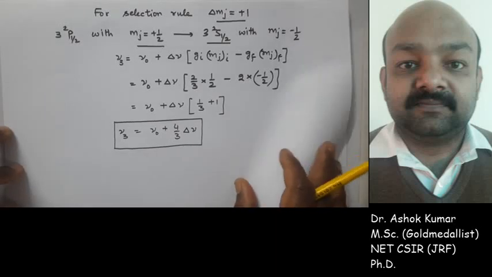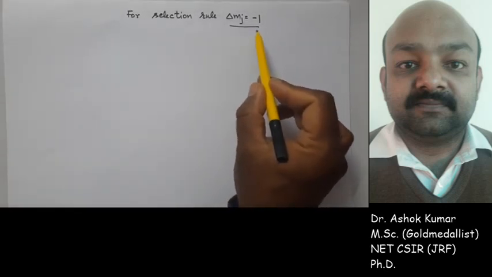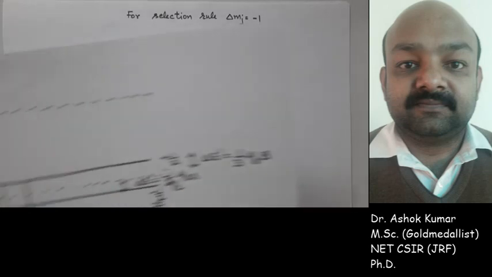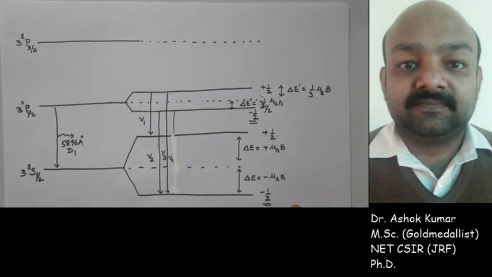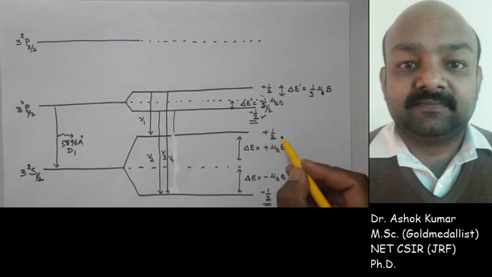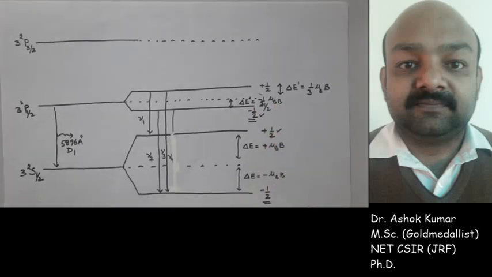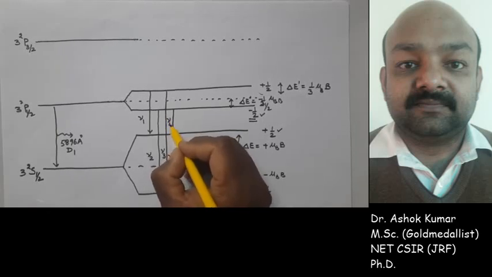So now we come to last selection rule for D1 spectrum line. Delta mj value equal to minus 1, and we try to represent this transition on the energy level diagram. So look at the energy level diagram. Here mj value is minus half, mj value is plus half. If we subtract these two, the delta mj value comes out to be minus 1. So this is my fourth transition, and we mark it as nu 4.